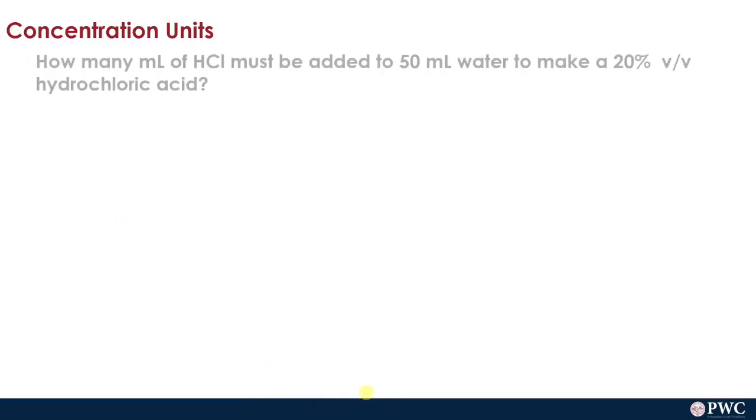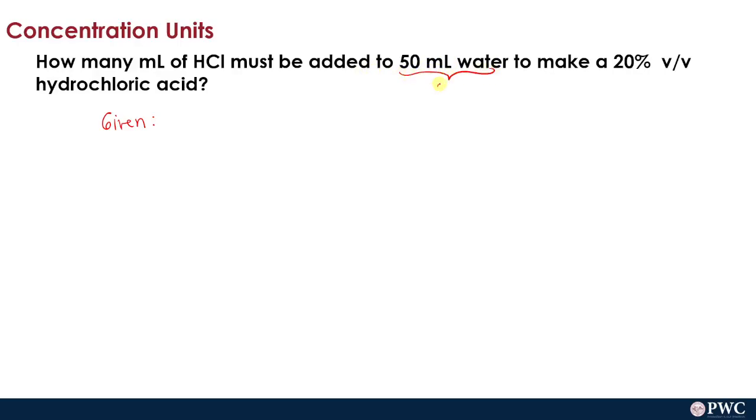Let's proceed to the next item. How many mL of HCl must be added to 50 mL of water to make a 20% volume per volume hydrochloric acid? Again, always start with the given. We have here 50 mL of water. This is the solvent. Again, 50 mL. Water is the solvent.